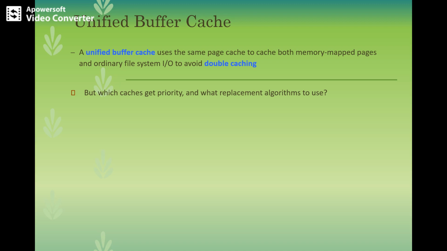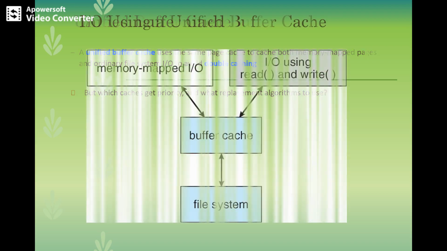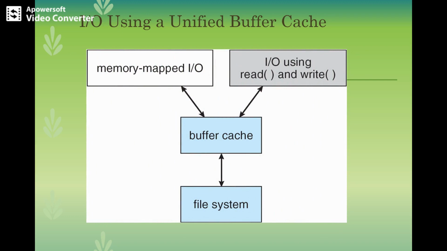So it uses the same page cache to cache both the memory mapped pages and file system IO. But then which cache gets the priority and what replacement algorithm to use? By providing this unified buffer cache, we'll see the diagram next. Here we are using a unified buffer cache wherein the memory mapped IO and read and write system calls are both mapped to the same page cache. The page cache consists of all file system data. And in the previous slide, you have thought about what algorithms would be used.